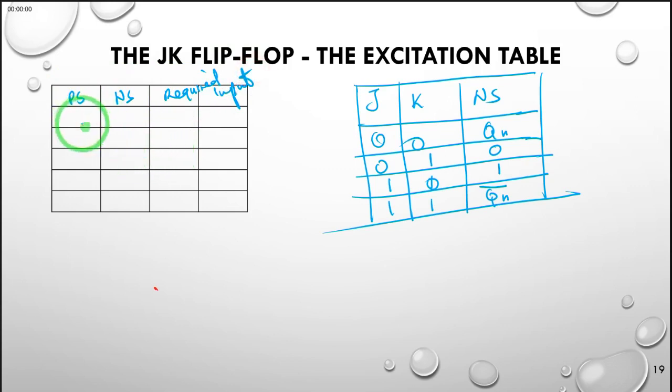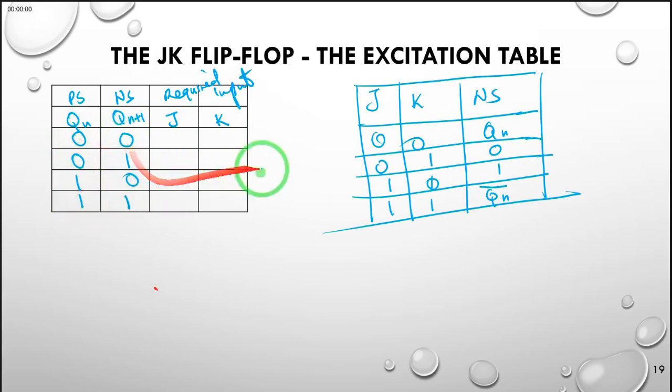So we know our present state is Qn and our next state is Qn plus 1. Our required inputs are J and K, and therefore we ask ourselves from this table, if we are moving from 0 to 0, what do we require our JK to be? If we are moving from 0 to 1, what should be JK? Similarly, 1 to 0 and 1 to 1.